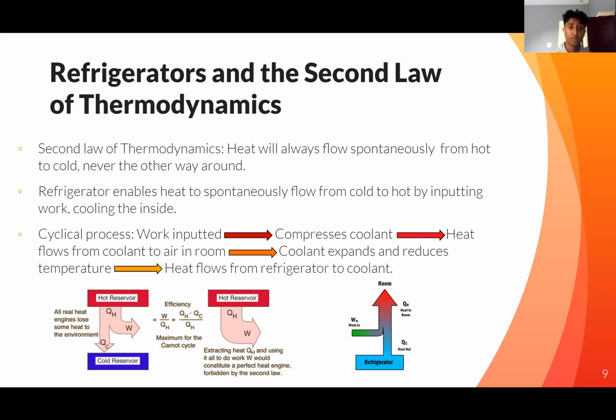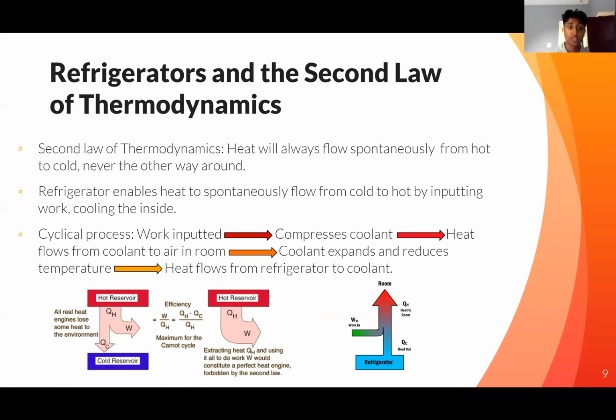The second law of thermodynamics basically states that heat will always flow spontaneously from hot to cold, but never the other way around. So according to the second law, it is not possible for heat to flow from a colder body to a warmer body without any work having been done to accomplish this flow. Energy will not flow spontaneously from a low temperature object to a higher temperature object. So this essentially makes a quote unquote perfect refrigerator impossible. A refrigerator causes heat to flow from cold to hot by inputting work into the equation, which cools the space inside the refrigerator as shown in the image to the right below.